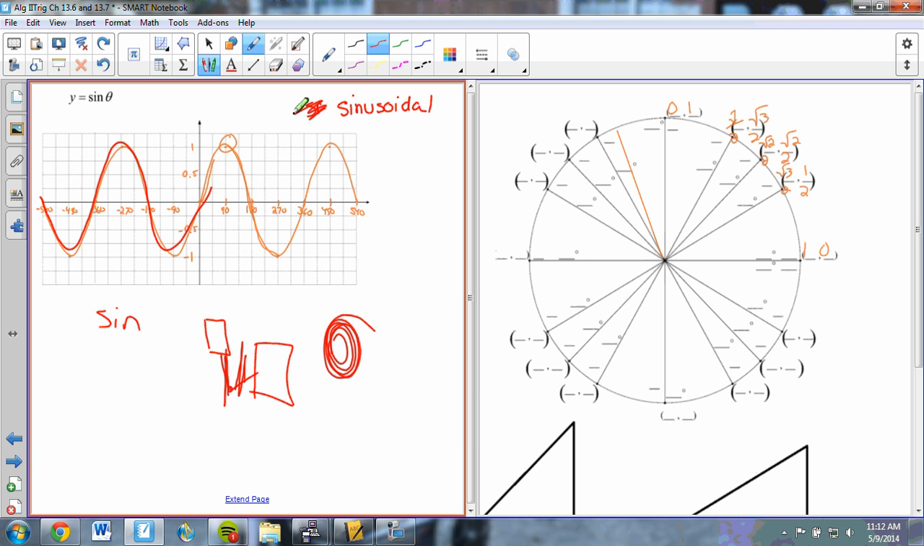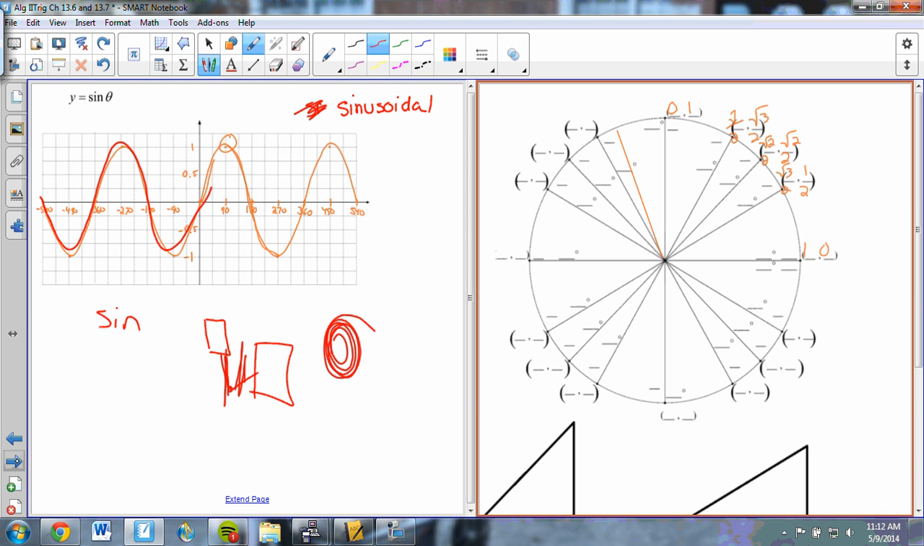So anyways, that's how these graphs come about, and that's what they're used for. One of them at least. Today we're going to talk about tangent.